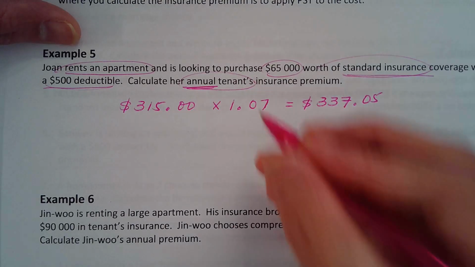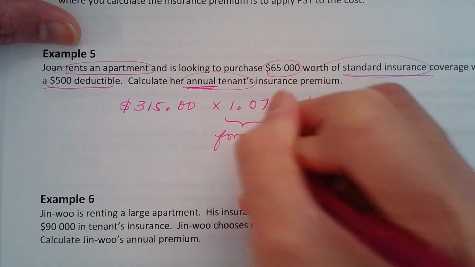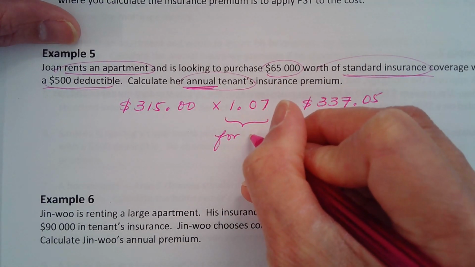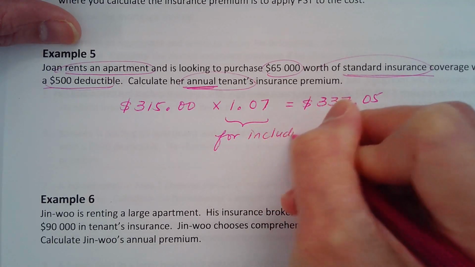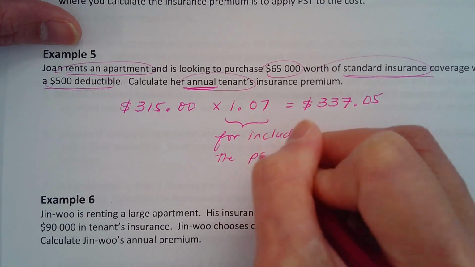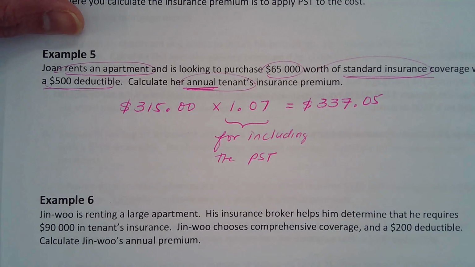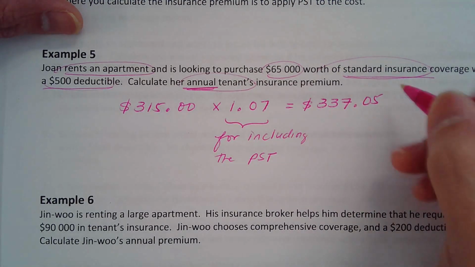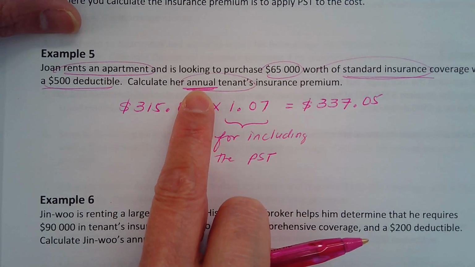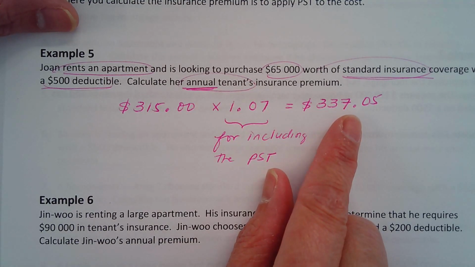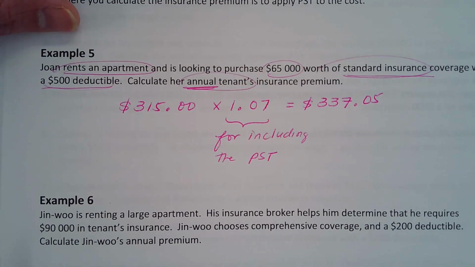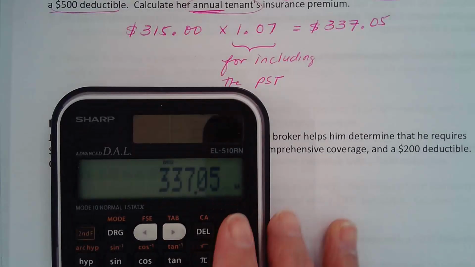Okay. So this is including the PST, 7%. So multiplying it by 1.07. And then this is for annually, okay? So, this is already annual, one time. So we add the 1 from the decimal because it costs 7%. So here we go.